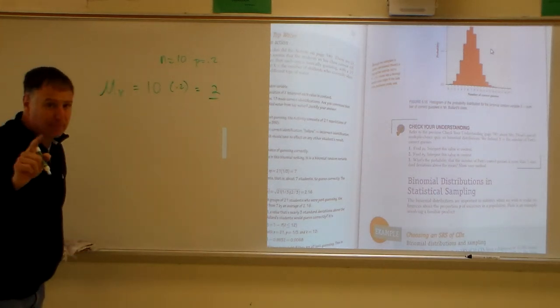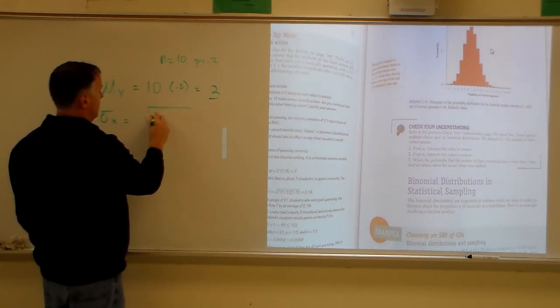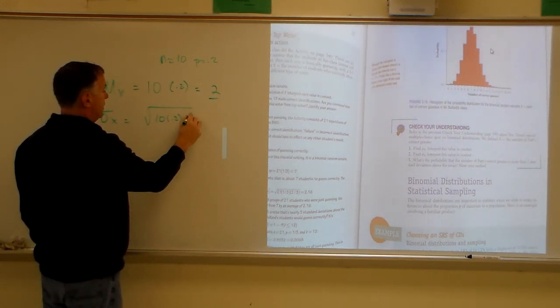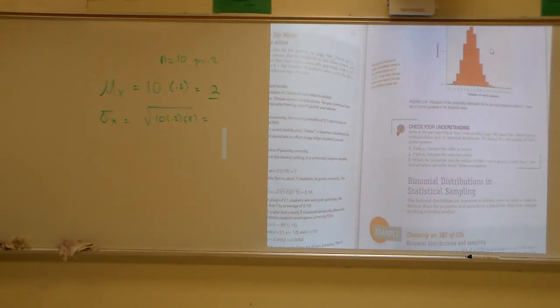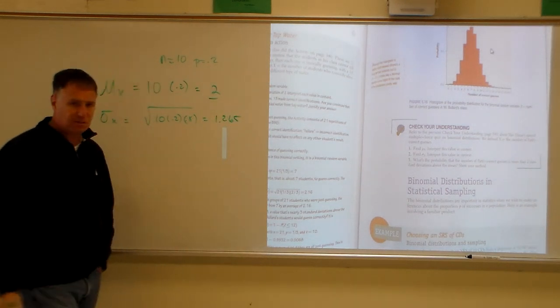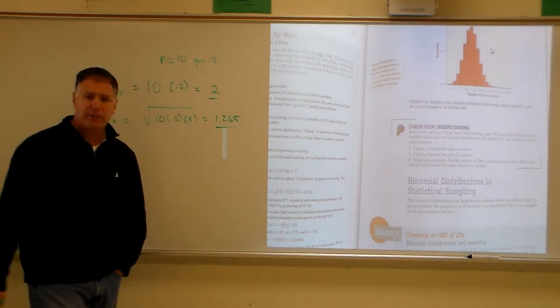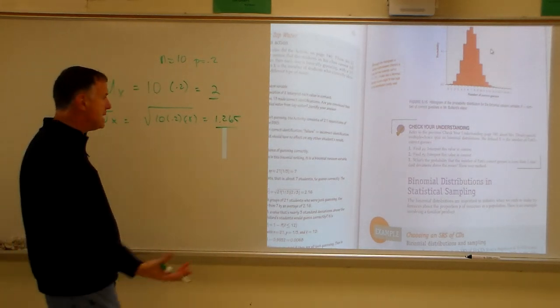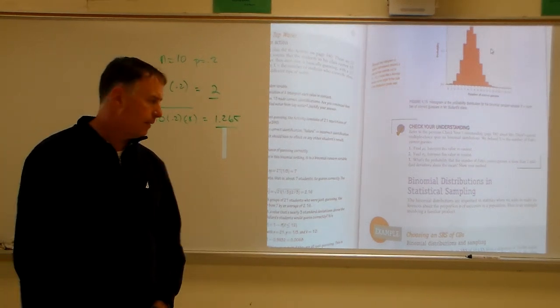And that amount will vary by, let's do the standard deviation, the square root of 10 times p times q. Okay, we do that out. Let's see what that is. It looks like I get 1.265. We expect the individual guesses to vary by 1.265 correct guesses from the mean, which was 2. Okay? Talk about the difference from the mean.